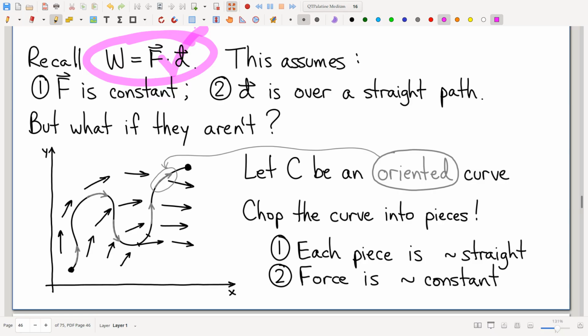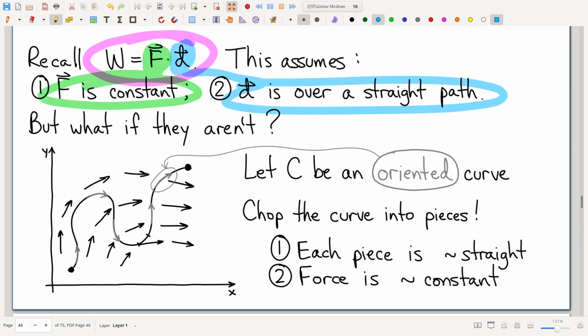Okay. However much of an improvement this formula is, it's still not quite good enough to handle a general scenario, because this assumes the force is constant, which it might not be. And it assumes that the displacement is over a straight line path, which it might not be. In fact, it usually is not a constant force. It's usually not a straight path.